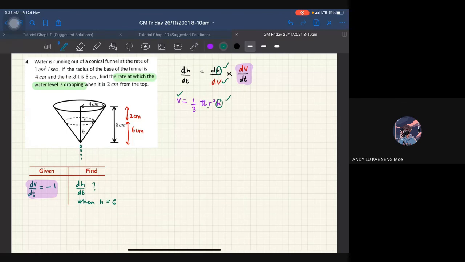Okay, so kita sekarang ni, kita nak cari rate at which the water level is dropping when kita punya height tu adalah 6 cm. So maksudnya nak cakap, dia punya height tu sekarang dah berkurang. Daripada total height kita, dia dah berkurang sampai sini. Okay, so kita nak cari dekat situ. So, saya hasilkan satu lagi triangle. Saya guna warna merah pula. So, daripada sini sampai sini. This is another triangle.